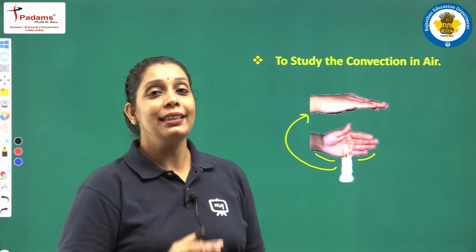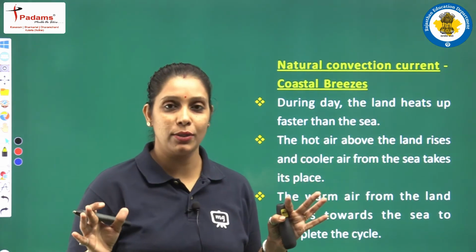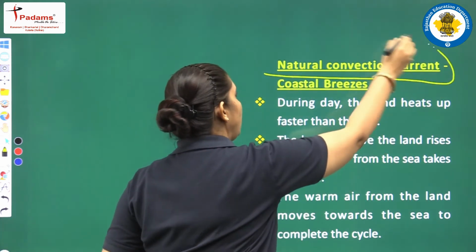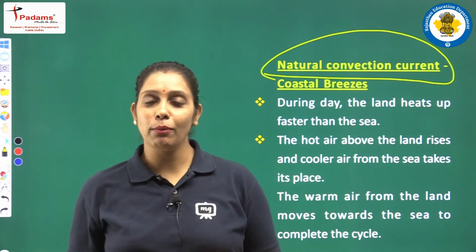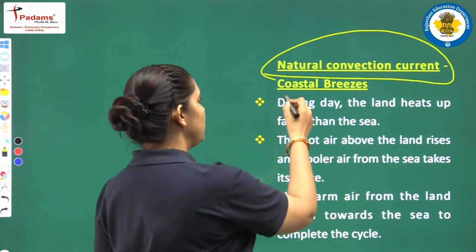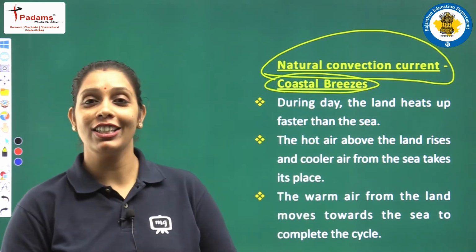Fine students, let's discuss the natural convection currents. Okay, now where do these natural convection currents occur? We can observe them in the coastal areas, and what do we call them? Coastal breezes. Fine, the cool breezes that blow in coastal areas.